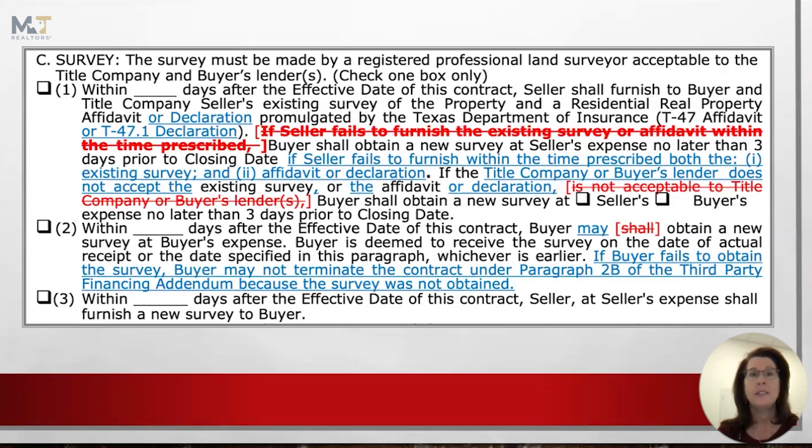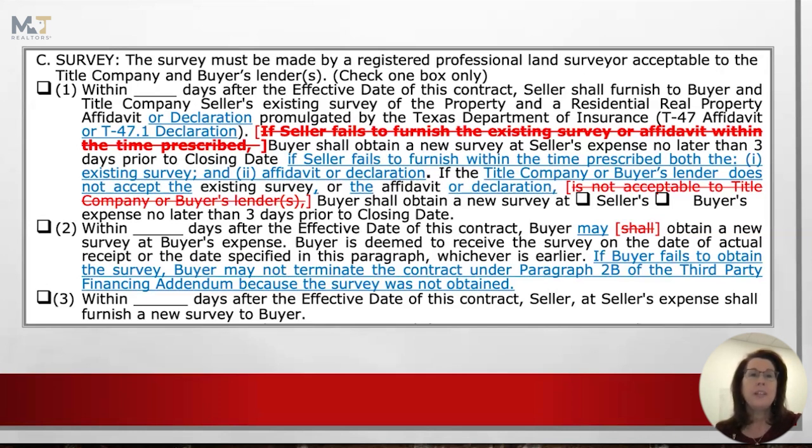And then if for some reason they don't, now this hasn't changed, if they don't give the survey and one of the T47 forms, then they will be required to pay for a new survey. If the title company or the buyer's lender does not accept the existing survey or the affidavit or the declaration, then the buyer shall obtain a new survey at someone's expense, the seller or the buyer, and that's negotiable. So make sure you understand that when you're presenting this to your sellers and then also to your buyers.